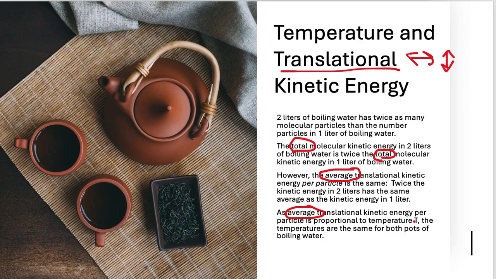So whenever we say the temperatures of a 2-liter body of water and a 1-liter body of water are the same, we are saying that the average translational kinetic energy per particle is the same in both, not the total molecular kinetic energy. The total molecular kinetic energies are different in the two different pots. But the average translational kinetic energy per particle, in other words, the temperature, is the same.